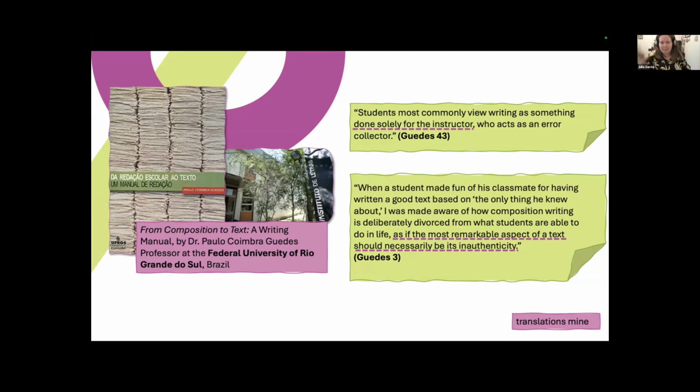And his biggest insight happened when a student made fun of another student in his classroom for having written a great composition about something he cared about, surfboards. And he realized that the reason why it was funny is that students tend to think, because we teach them so, and I'll quote him directly, "the most remarkable aspect of a text should necessarily be its inauthenticity."